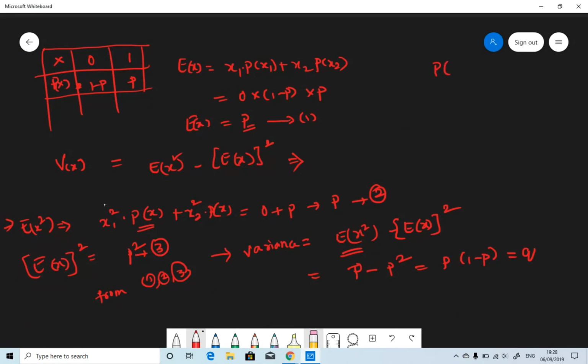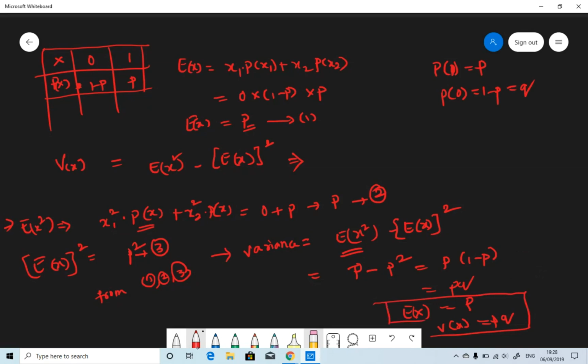If it is a success, P of 0 is P. Success is 1. Failure is 1 minus P. I'll write it as Q. So I can write it as PQ. My expected value is P. My variance is equal to PQ. Make it as a 4.